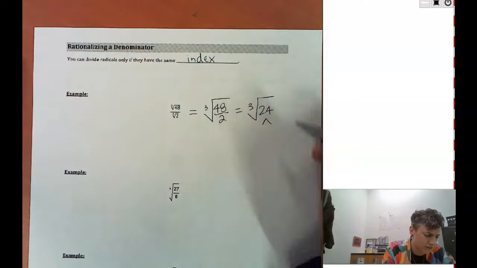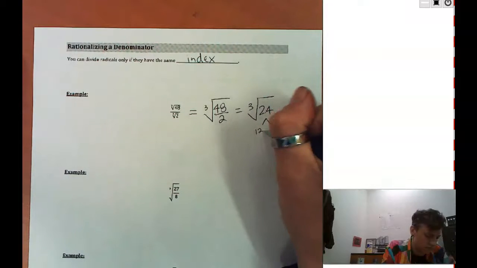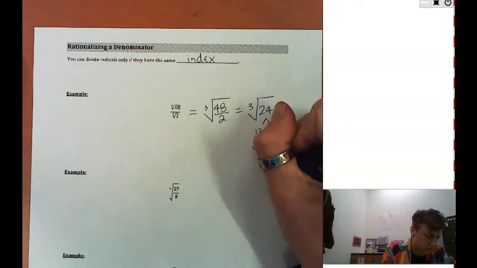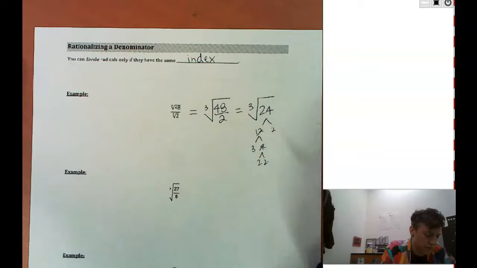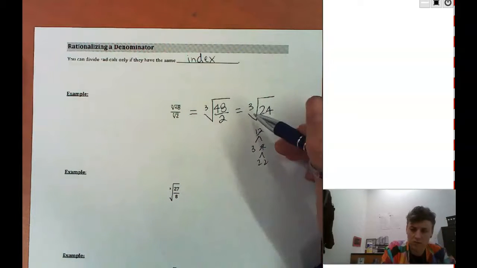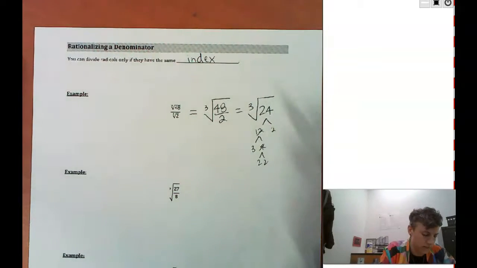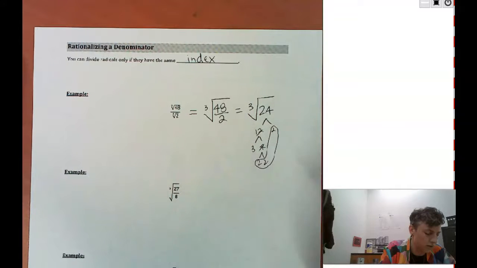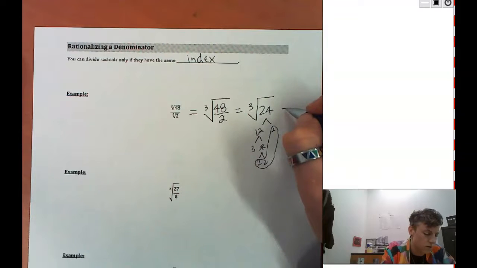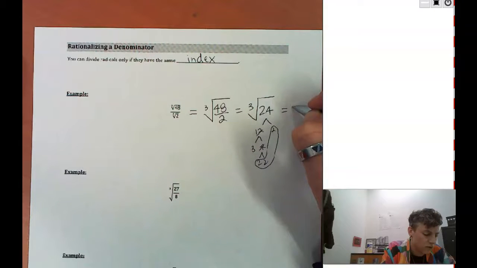24 breaks down into 12 and 2, and 12 breaks down into 3 and 4, and 4 breaks down into 2 and 2, and... Oh, by golly! My index is 3. I'm looking for 3 things that are of a kind. 3 of a kind. I got 3 twos, and there we go. So it's really 2 times the cube root of 3.